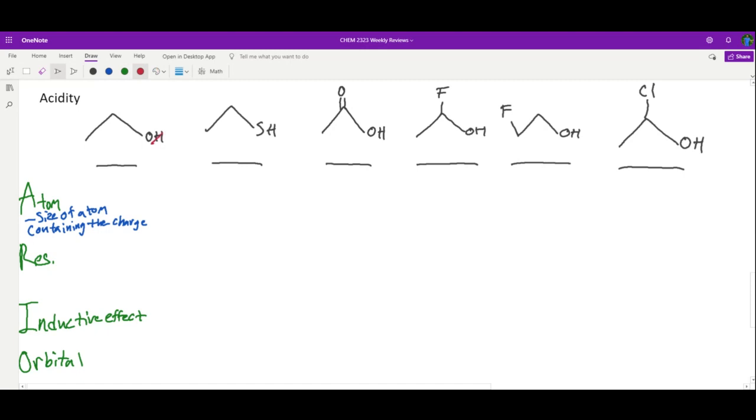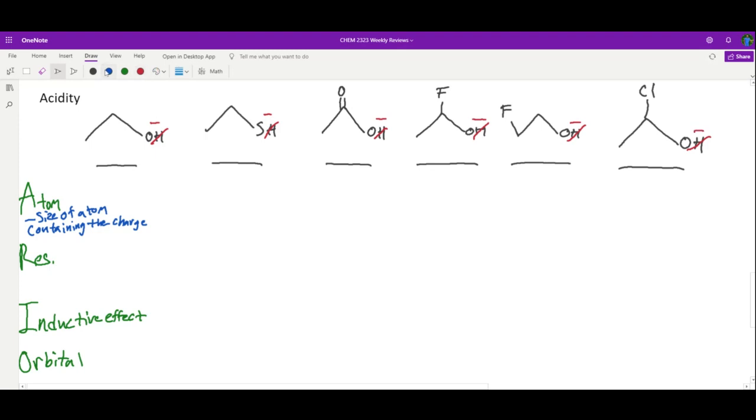So the first step is going to be removing the most acidic proton. That proton is not always right here. It could be elsewhere. So I'm just going to place a negative charge on all of these.